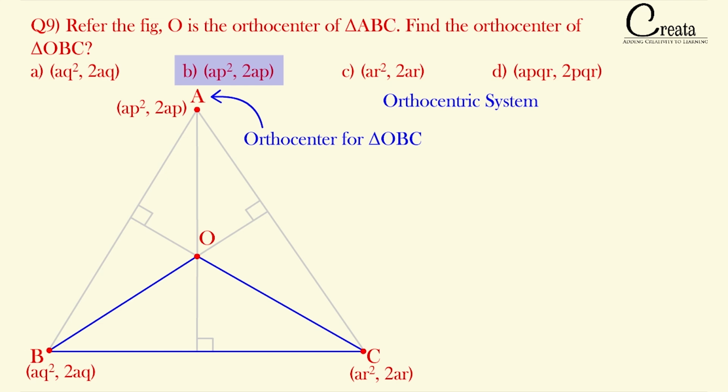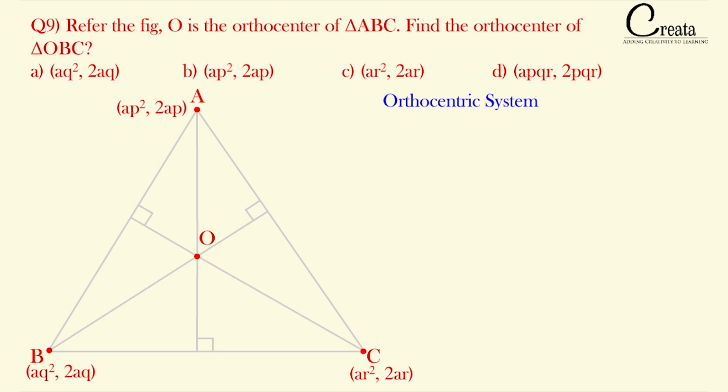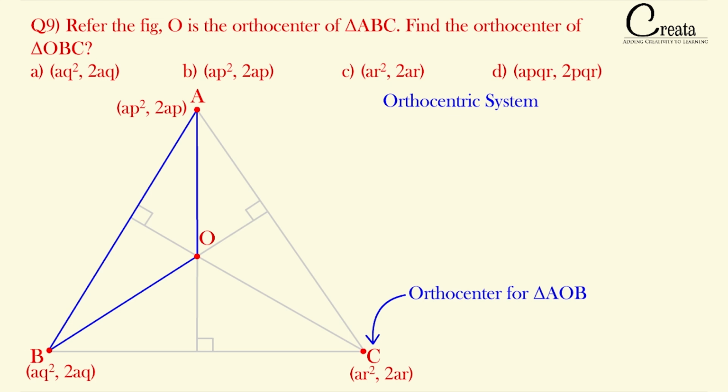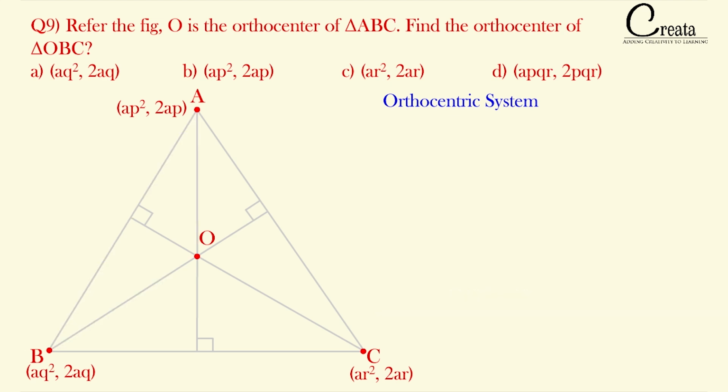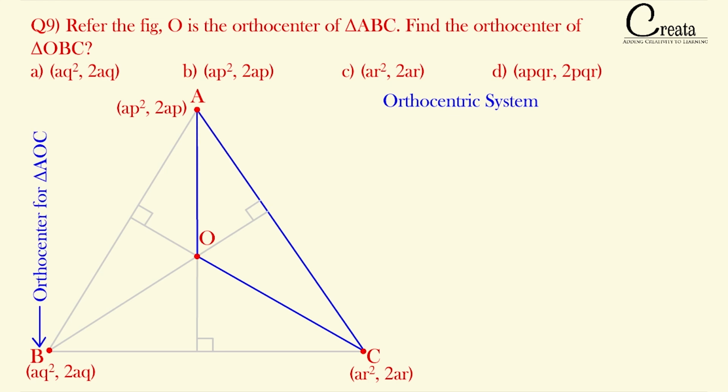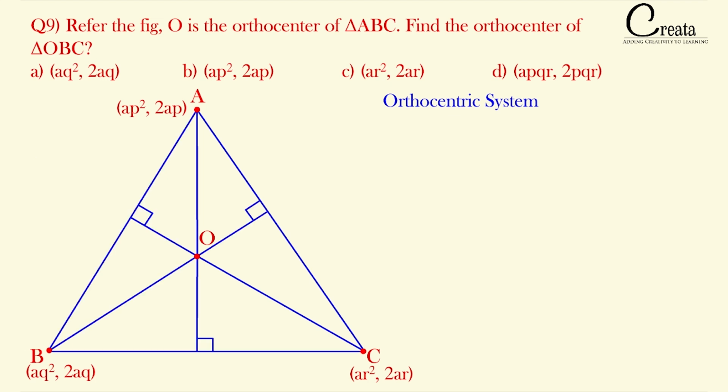Got it? Moving further, if we take the triangle AOB, then the point C will be the orthocenter for this triangle AOB. And further, if we take the triangle AOC, then the point B will be the orthocenter for this triangle AOC. The 4th remaining point will be the orthocenter. Got it? So we got our answer as A.